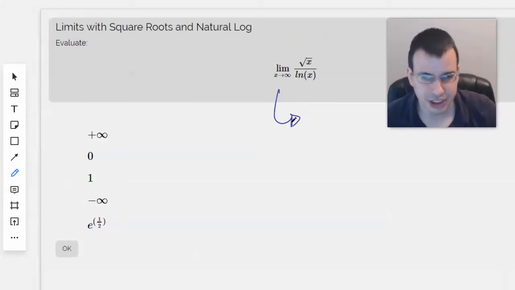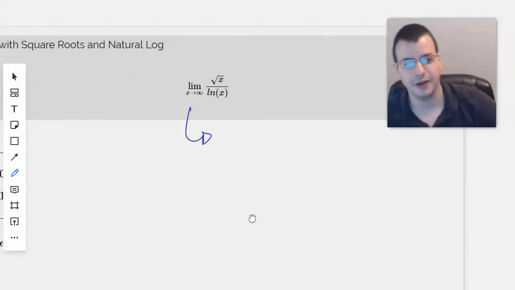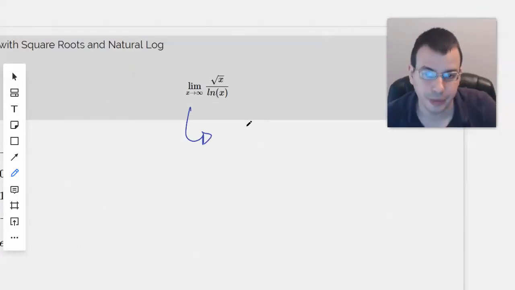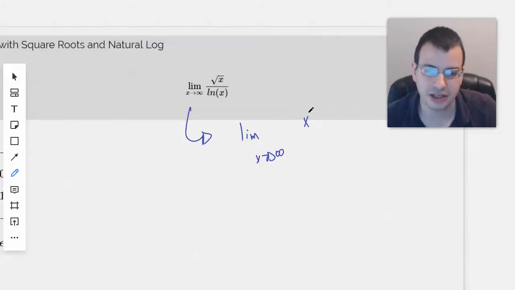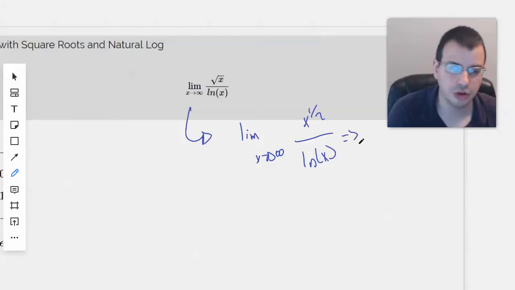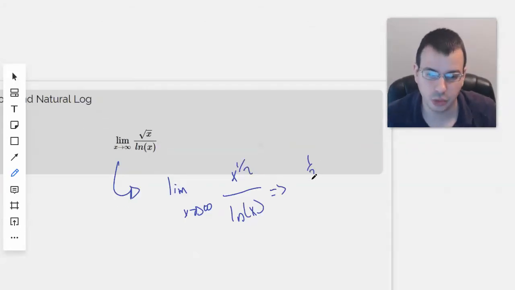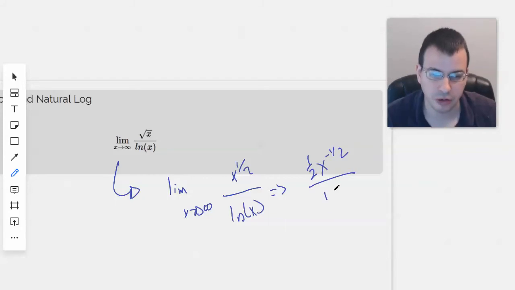But to show this in a slightly more formal way than spider sense, we're going to go with L'Hopital's rule. So, the limit as x approaches infinity of x to the 1/2 over the natural log of x. To do L'Hopital's rule, we take the derivative of the top and the derivative of the bottom, which would give us 1/2 x to the negative 1/2 over 1 over x.